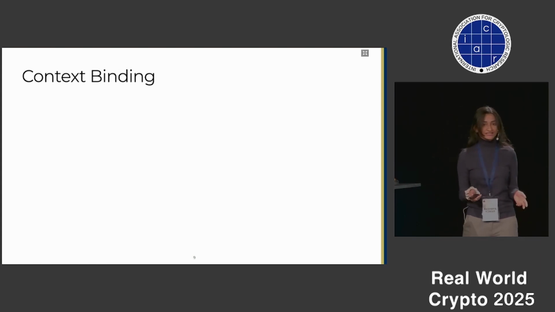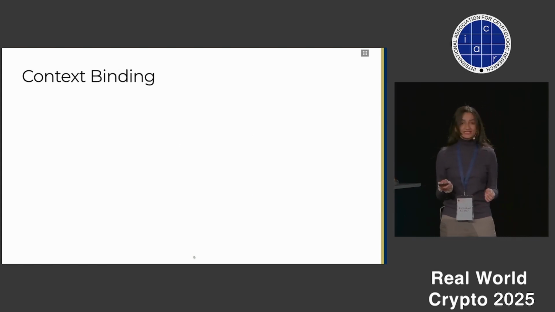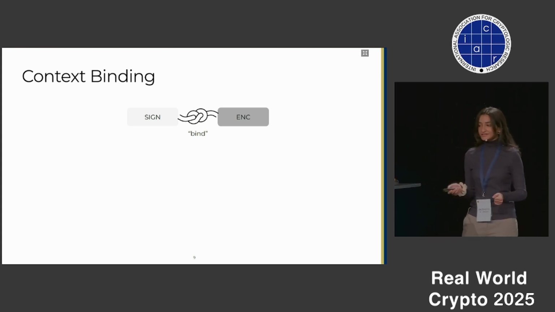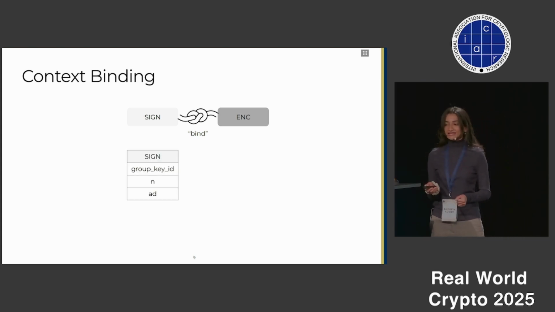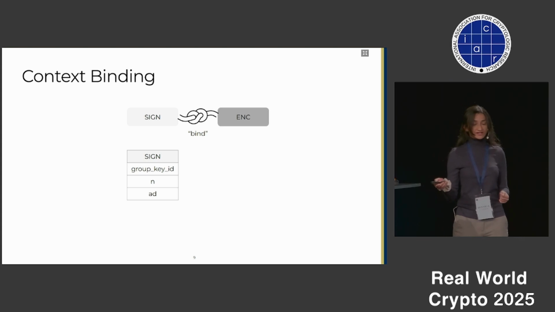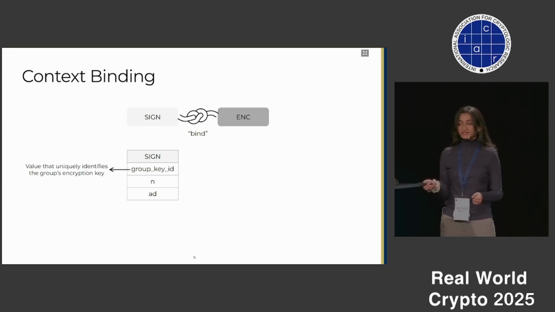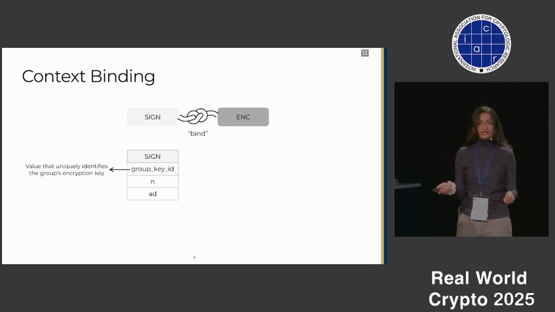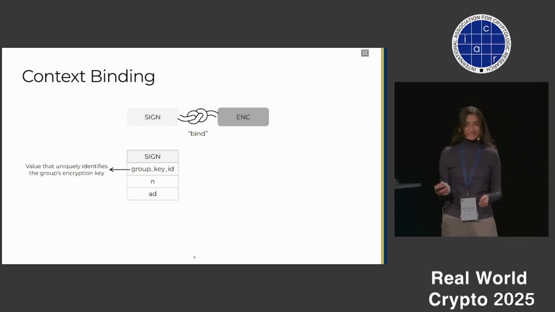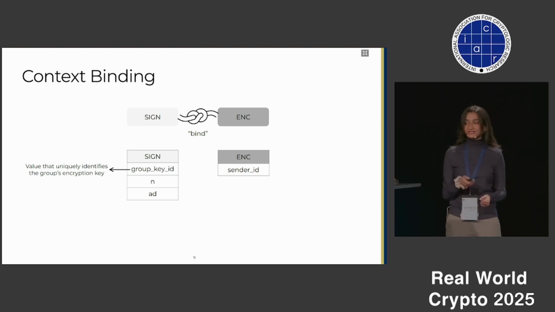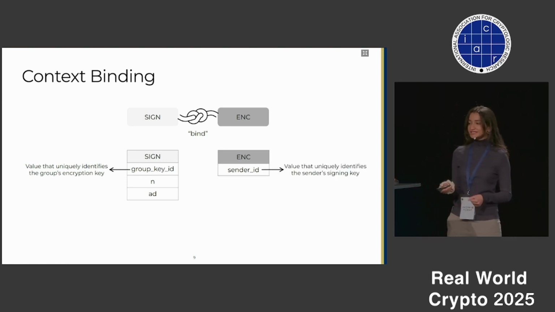To prevent these context switching attacks, we additionally need to bind the signing and encryption components. For this, we want to additionally sign what we call the group key identifier, which is a value that uniquely identifies the symmetric group key, and depending on the encryption scheme, also the nonce and the associated data. From the other direction, we want to additionally encrypt the sender identifier, which is a value that uniquely identifies the sender's signing key.